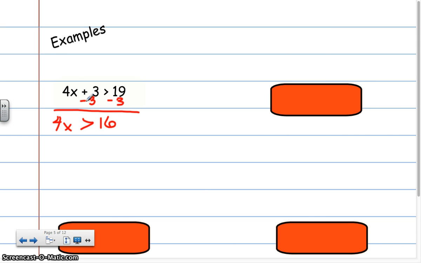Now this is saying 4 times x. 4x is 4 times x. How do I move times? Divide. So now I divide both sides by 4. X is bigger than 4.